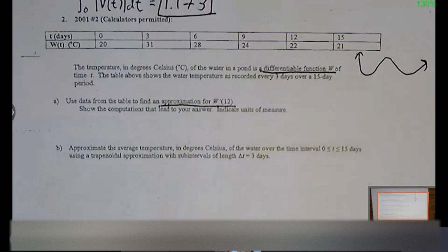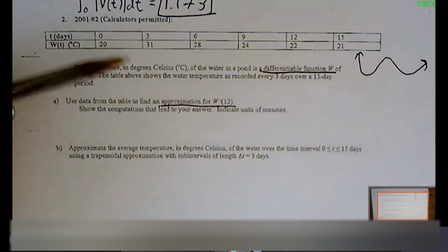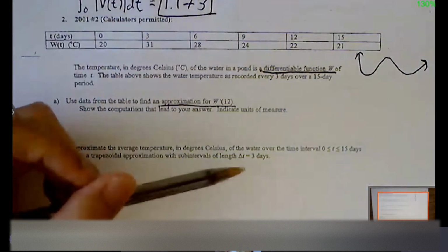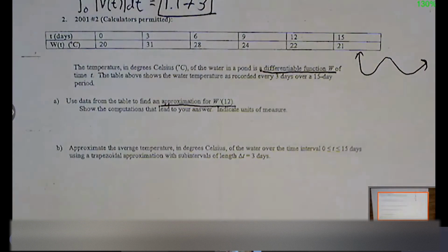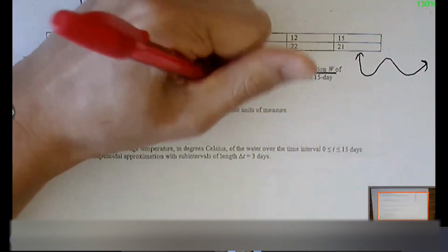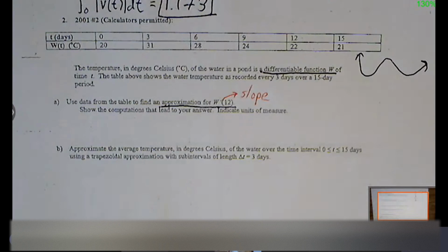So we see that notation, W prime of 12, we're thinking derivative, right? But we don't have a function to find a derivative. And it says approximation of a derivative. So derivative is just another word for what? For slope. So that is our way in with approximations. So what information do I need if I want to find slope?